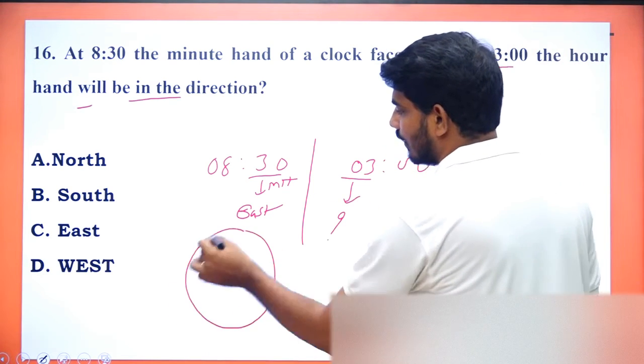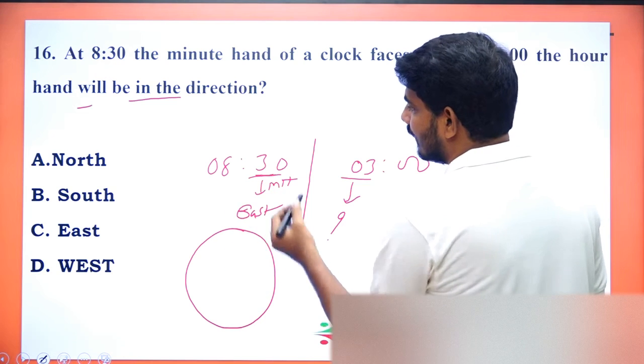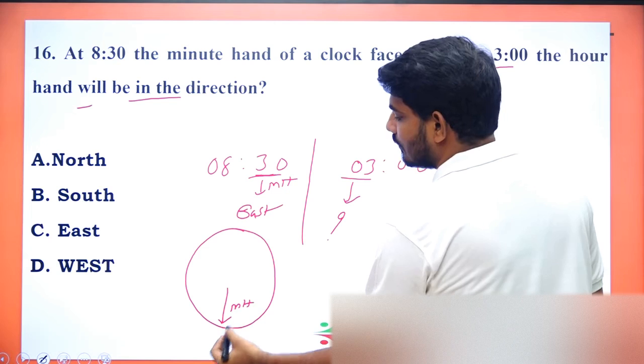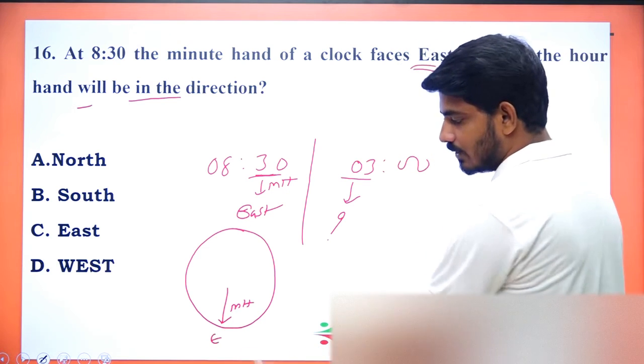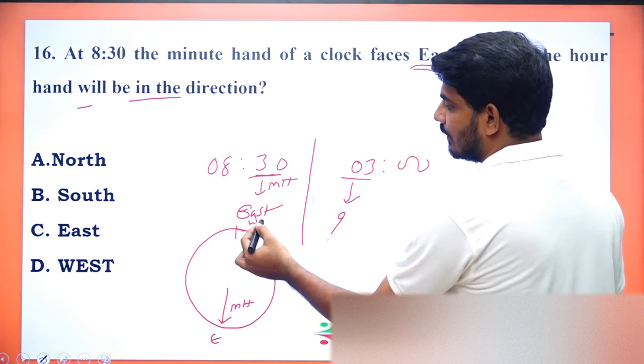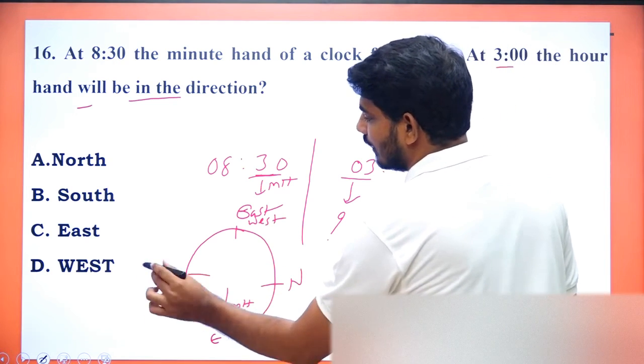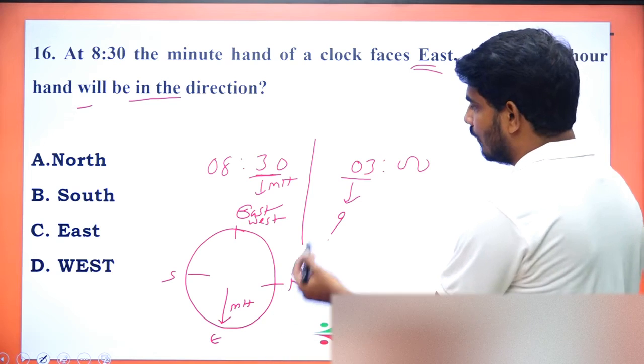So take a clock here. At 8:30, the 30 will be usually here. So this will be the minutes hand, and this will be in east direction. Suppose this is the east, west will become here, north will be usually here, and south will be usually here. Next, what is the question asking?